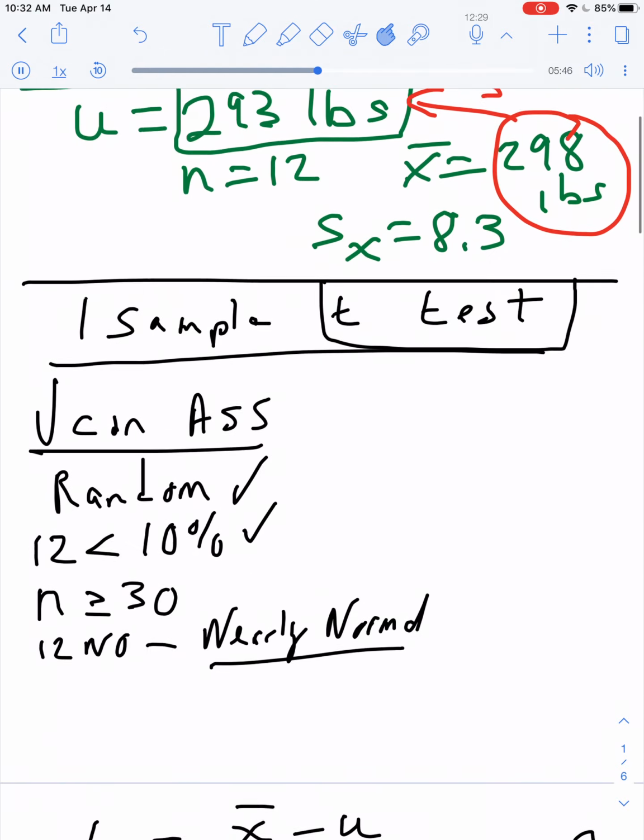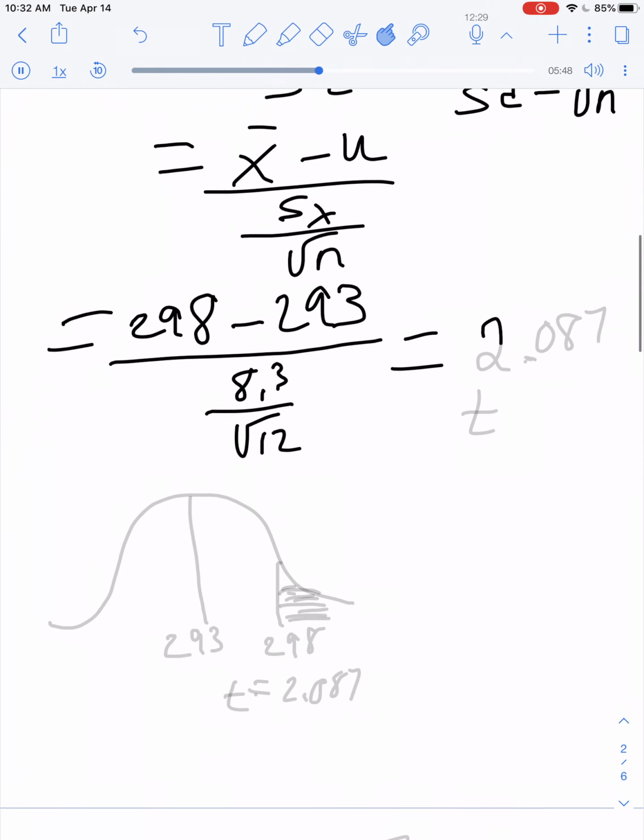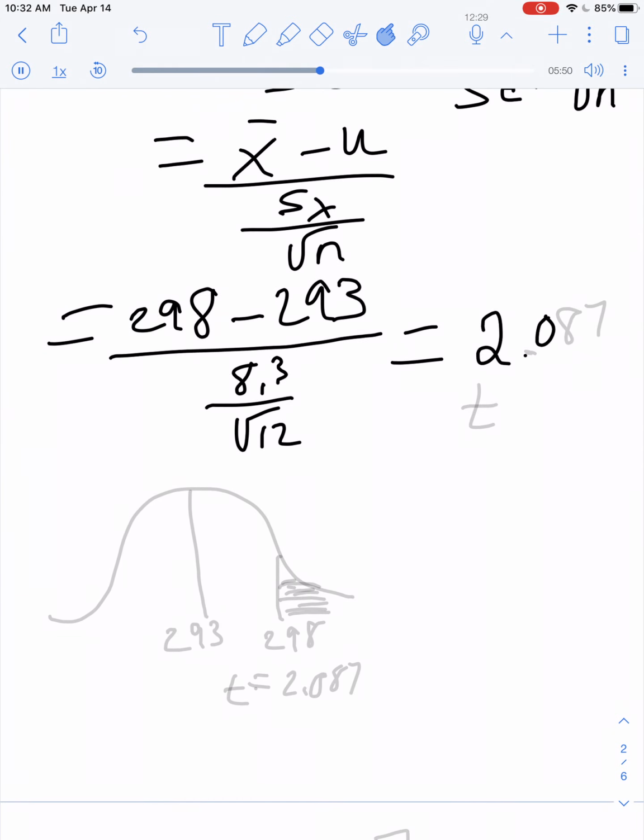When you crank out that math, what you're going to get here is 2.087. And that would be your t-score. Now what that means is we want to know, with a normal distribution, because the conditions are met, that the average offensive lineman is 293, but in the Big 12 they are 298. Is that significant, being 298 or higher?